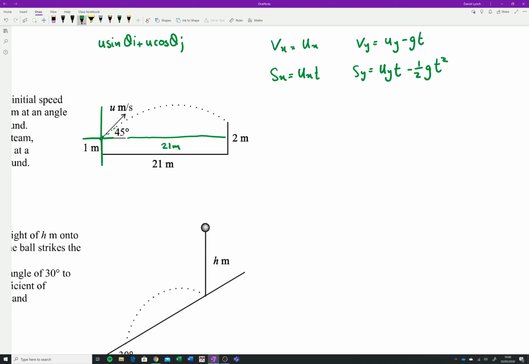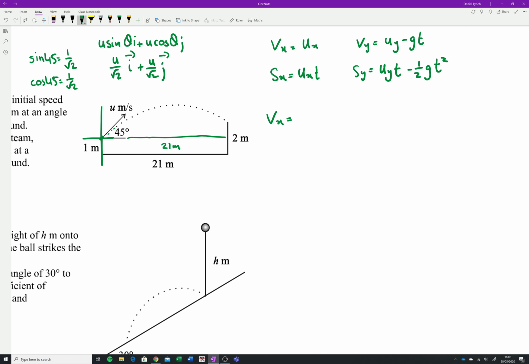Now when it comes to sine theta here, sine theta is sine of 45. You should actually know this off by heart. Sine of 45 is 1 over root 2, as is the cos of 45. Okay, so our initial velocity that we've been kicked with is u times 1 over root 2. So that's u over root 2 i plus u over root 2 j. So we can actually fill this in here pretty quickly.